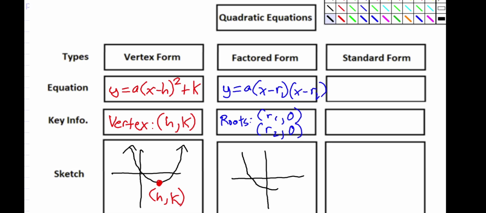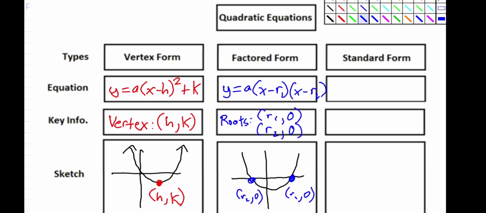So draw yourself a parabola, perfect. And now this time, what do we know? We know these 2 points. So we know this point and this point, those are our roots. And this one, I'm just going to call r1 comma 0, and this will be r2 comma 0. Okay, perfect.